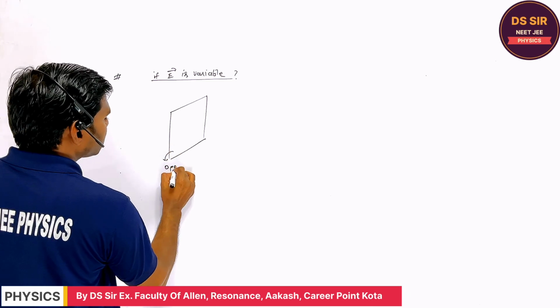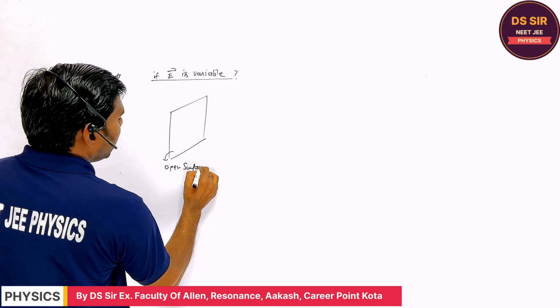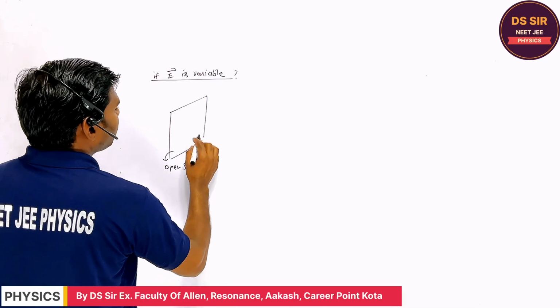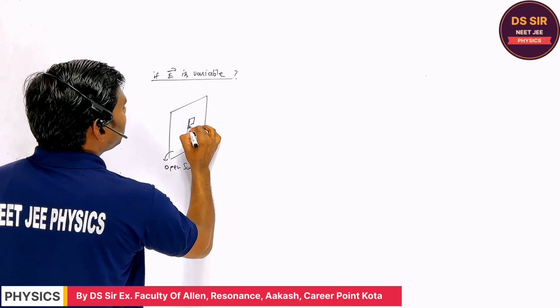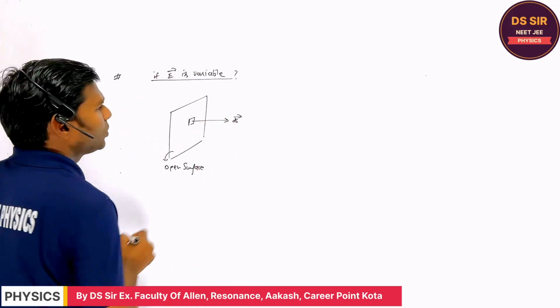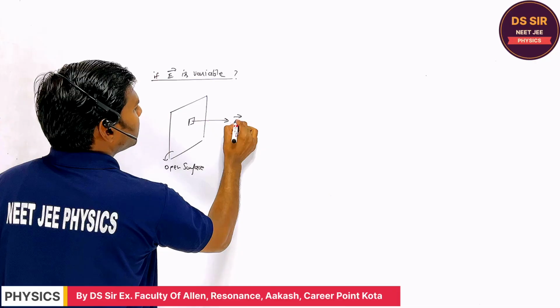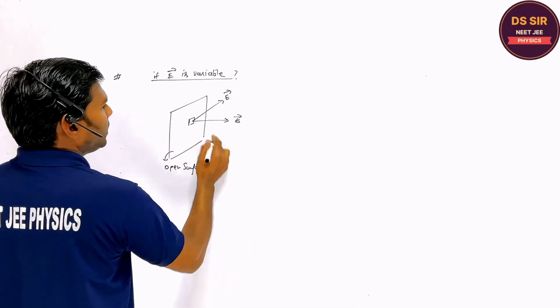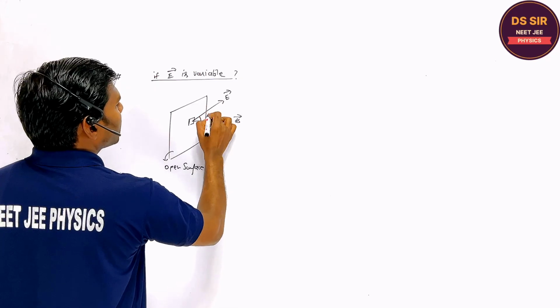This is the open surface. All right. And the electric field is variable, right? The electric field is variable. Then what will you take? You will take the elemental area. The elemental area vector, ds vector, you will consider. All right, this is the ds vector. Here the electric field, you have to take the E, and this is the angle theta.